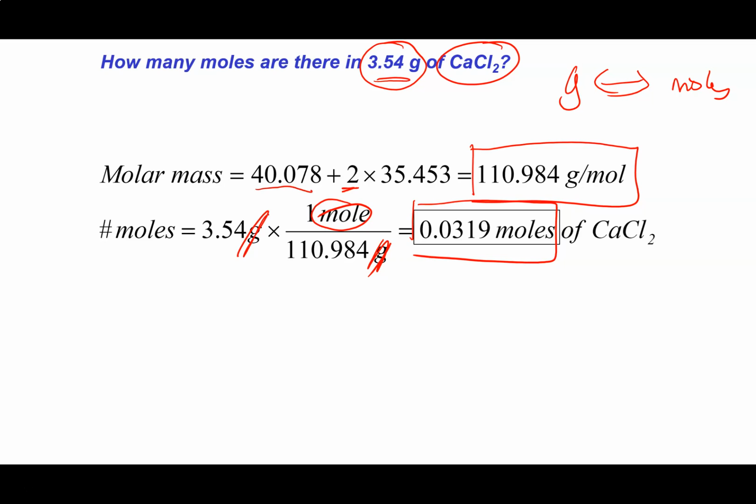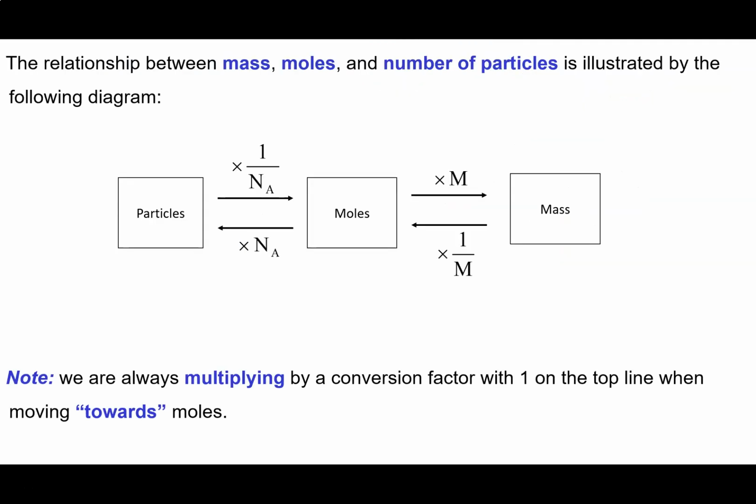So, if you do all of the right stuff, you should be able to detect errors very easily. If you check for logic at the end, 3.54 is going to be way less than a whole mole. This number is less than 1, so that's great. And then I've got my dimensional analysis there. Every unit other than moles cancels out, so I also know I've got it correct there. Odds are I've got this correct.